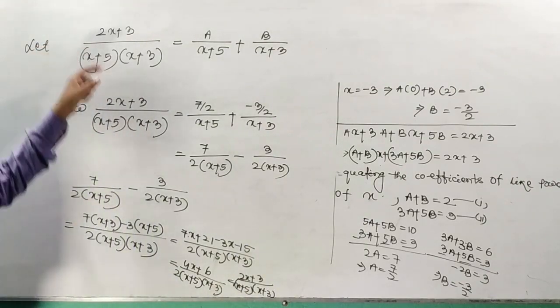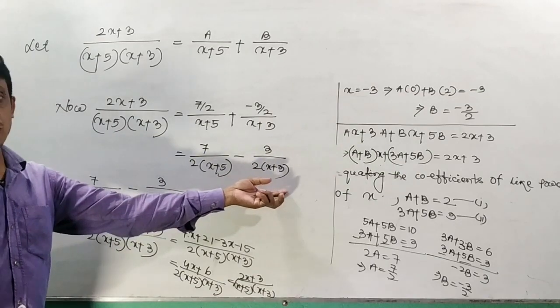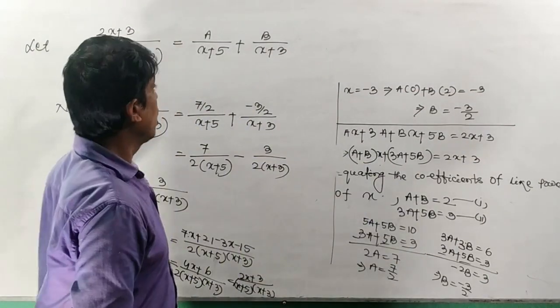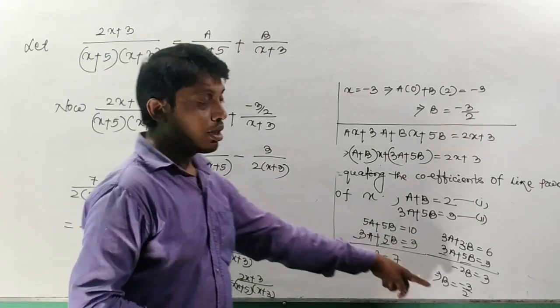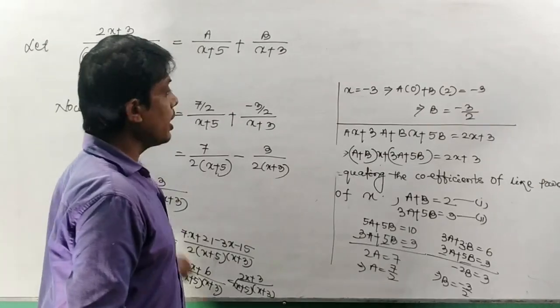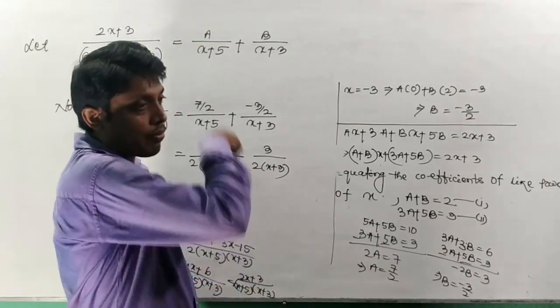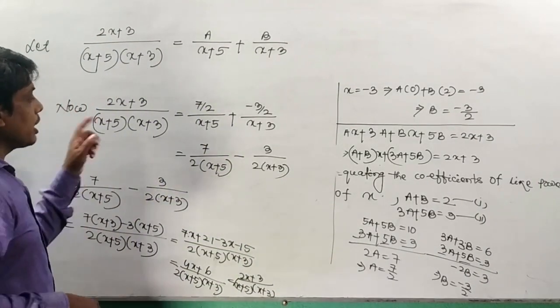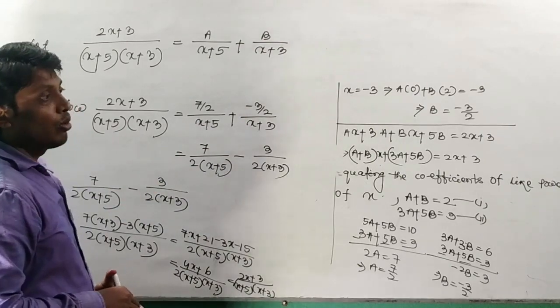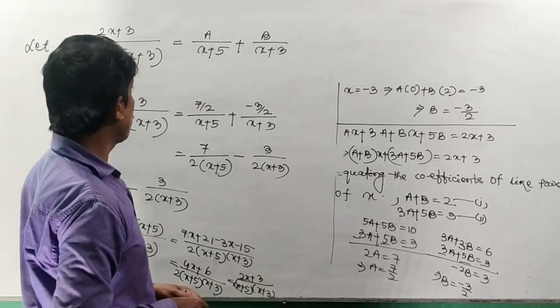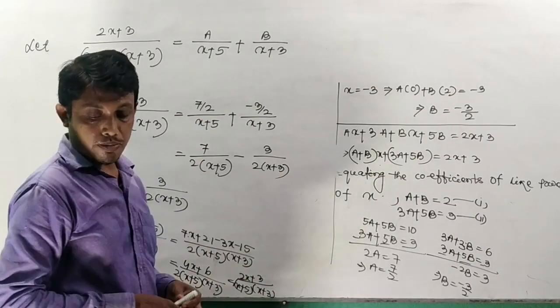So this is equal to this minus this. This whole procedure, from this to solving this, is called partial fraction. After the partial fraction, we have to integrate this. Let us discuss that after taking another example for partial fraction.